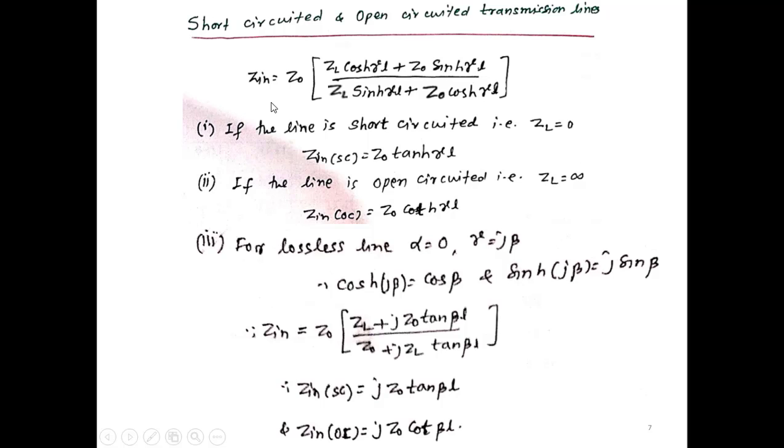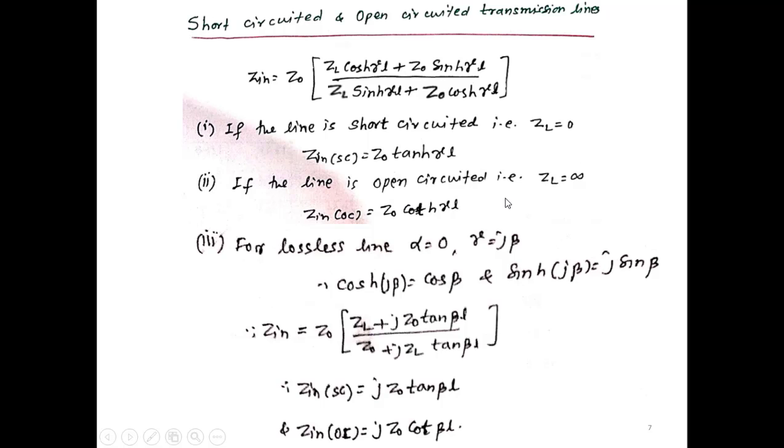Next, we'll see what are the short circuited and open circuited transmission lines. We know that input impedance Zin is given by Z0 times (ZL cosh gamma L plus Z0 sinh gamma L) divided by (ZL sinh gamma L plus Z0 cosh gamma L). The line is short circuited, that is ZL is equal to 0. In the above equation, if you put ZL equal to 0, the first term of the numerator is 0 and the first term of the denominator is also 0. We get Z0 tanh gamma L, Z0 cancels out. Therefore, Zin short circuit is equal to Z0 into tanh gamma L.